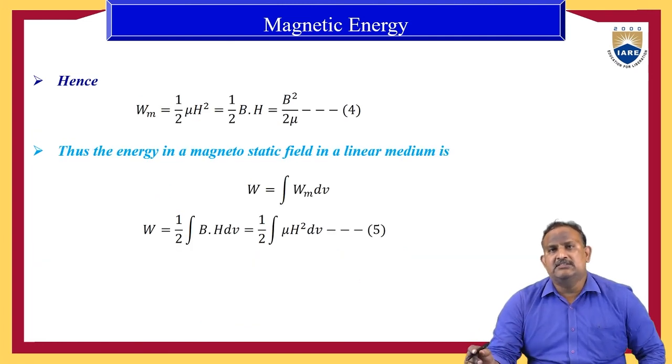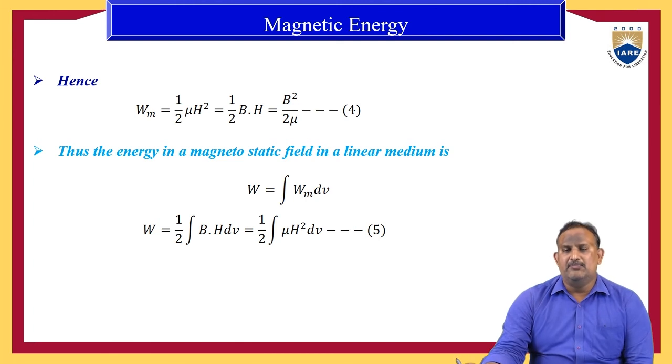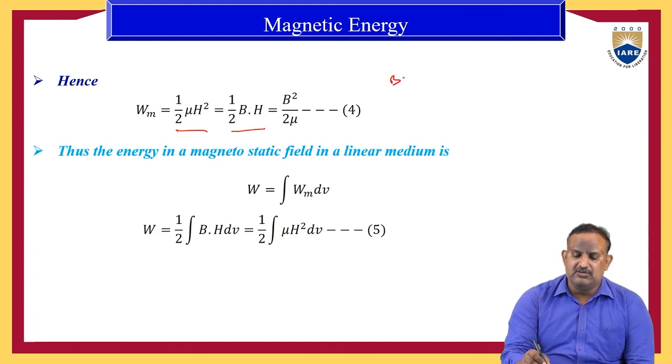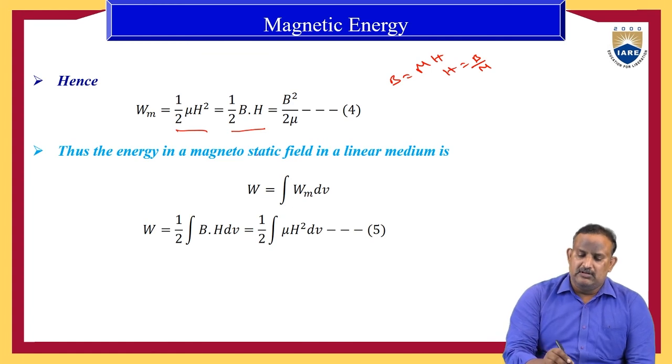Hence Wm, the stored magnetic energy density, is equal to half mu H squared, which is equal to half B H, because B is equal to mu H. And we know that H is equal to B by mu. Therefore, if you substitute H equal to B by mu, it is B squared by 2 mu.